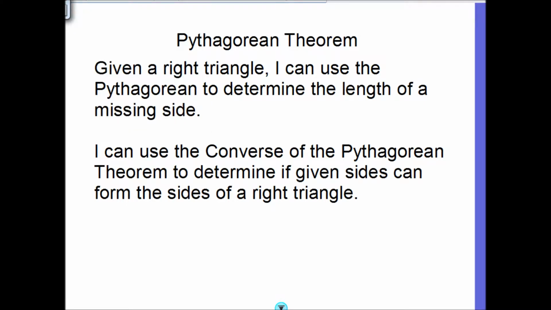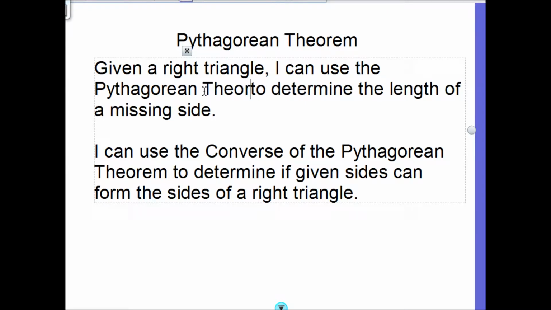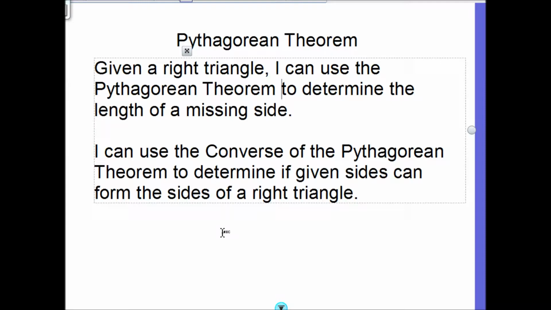This lesson is on the Pythagorean Theorem. The outcomes are, given a right triangle, I can use the Pythagorean Theorem to determine the length of a missing side. And we're also going to be talking about the converse of the Pythagorean Theorem. And so the second outcome is I can use the converse of the Pythagorean Theorem to determine if given sides can form the sides of a right triangle.